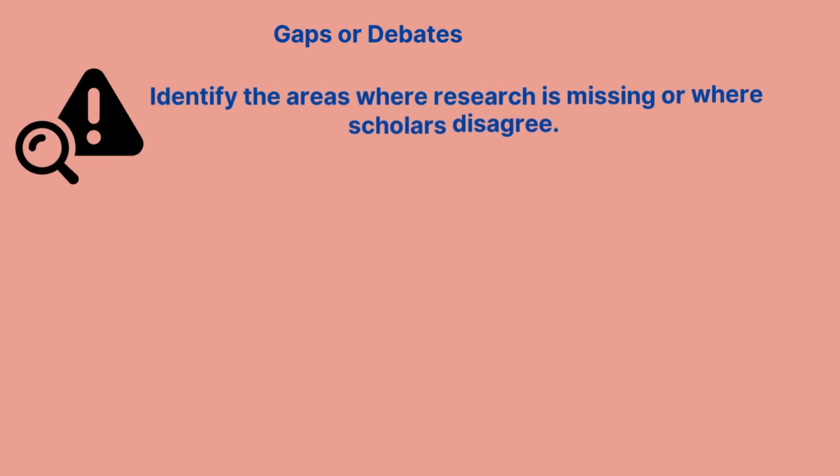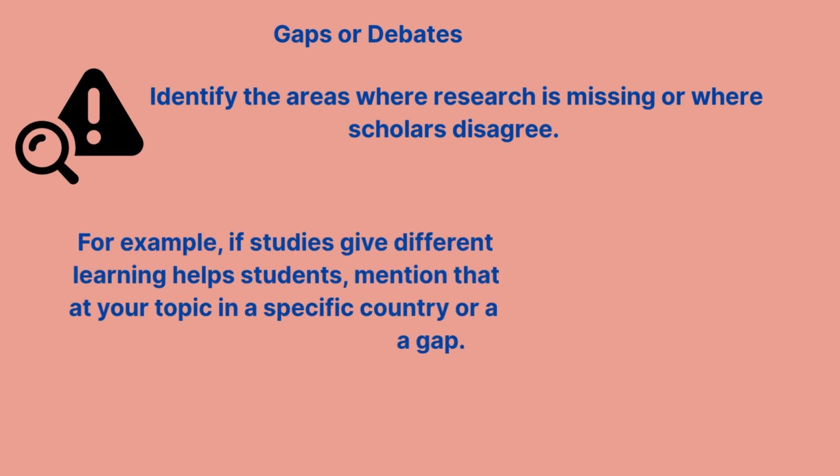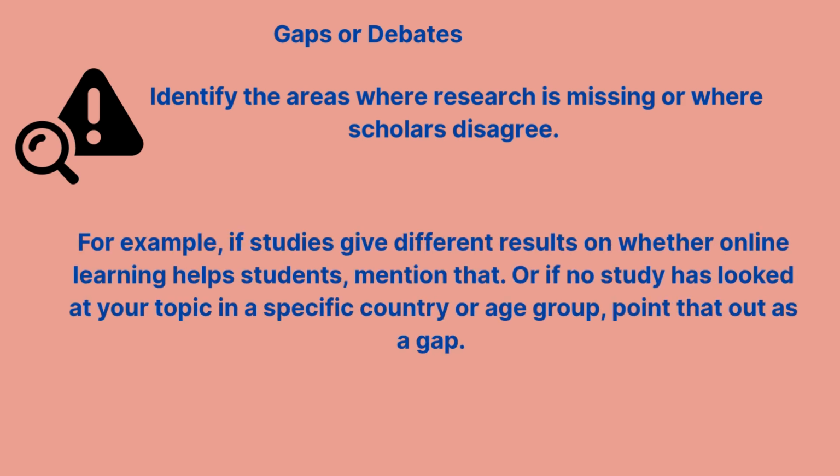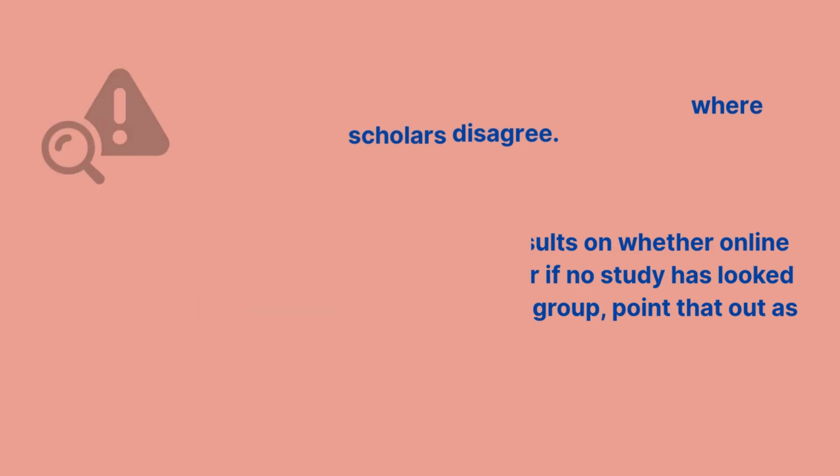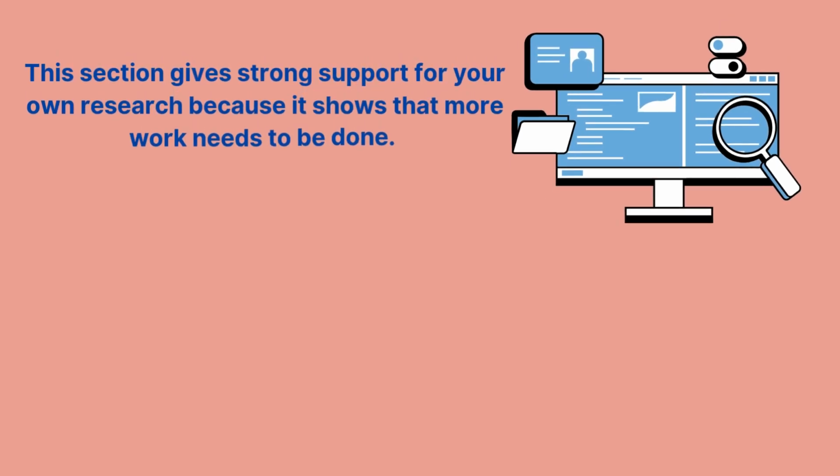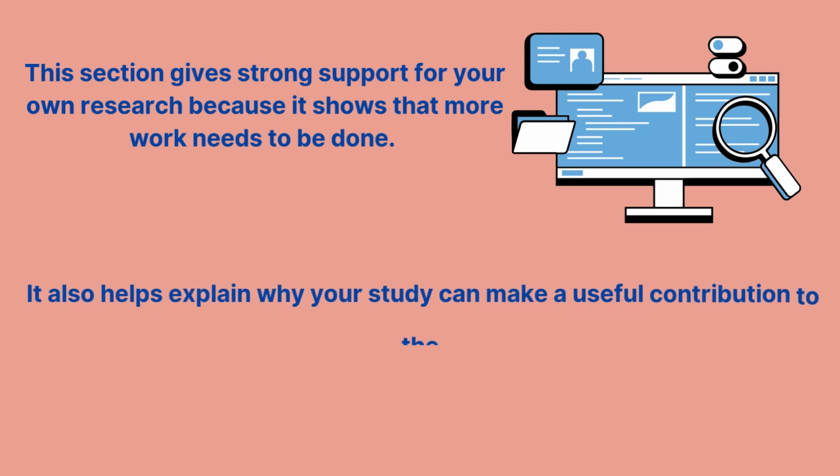This is one of the most important themes. In this part, identify the areas where research is missing or where scholars disagree. For example, if studies give different results on whether online learning helps students, mention that. Or if no study has looked at your topic in a specific country or age group, point that out as a gap. This section gives strong support for your own research because it shows that more work needs to be done. It also helps explain why your study can make a useful contribution to the field.